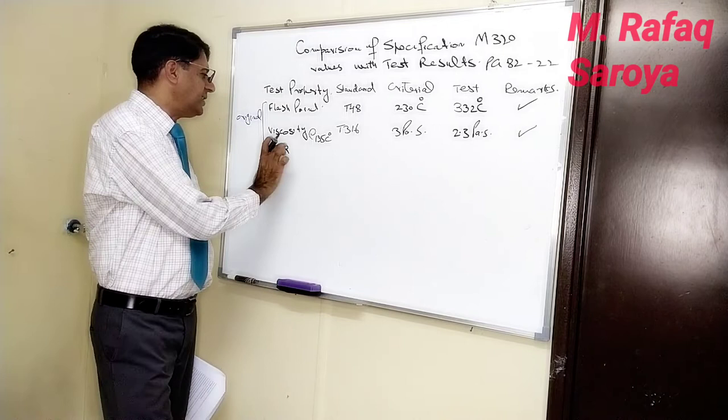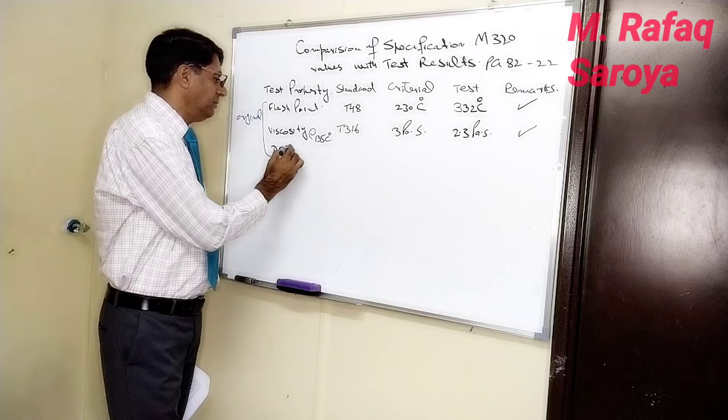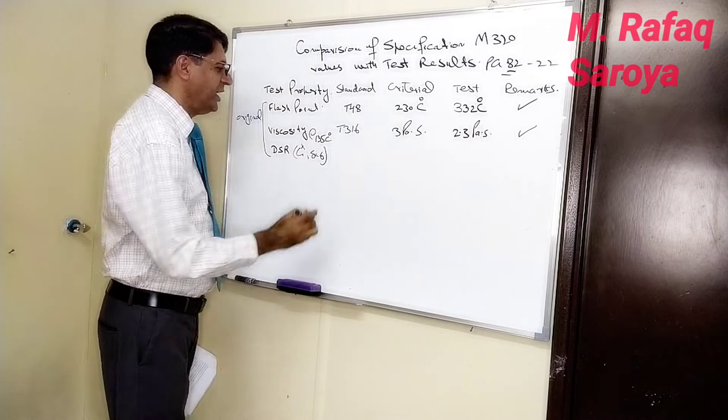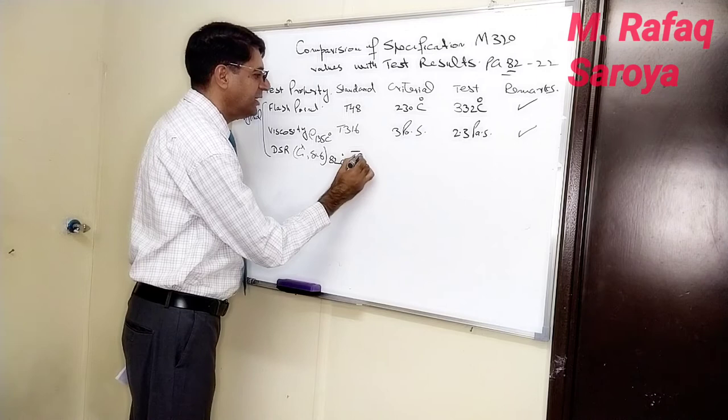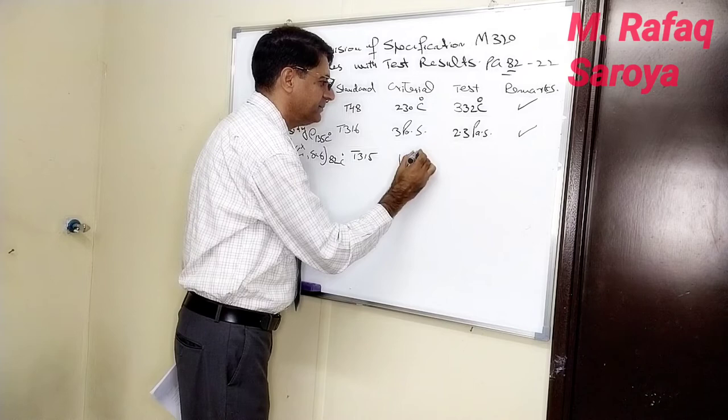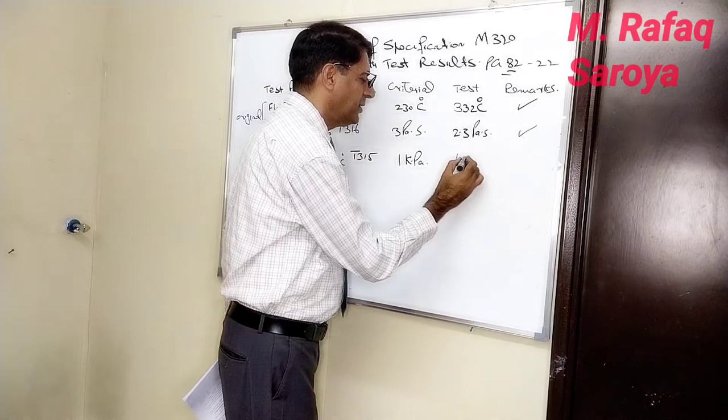Now, the DSR, dynamic shear rheometer, is going to show the relationship between G star and sine delta, at the higher temperature, 82 Celsius, by the AASHTO T315 method. Because it is the original binder, its minimum value required is 1 kPa. But the test result has shown its value is 1.92 kPa. It means this is compliant.